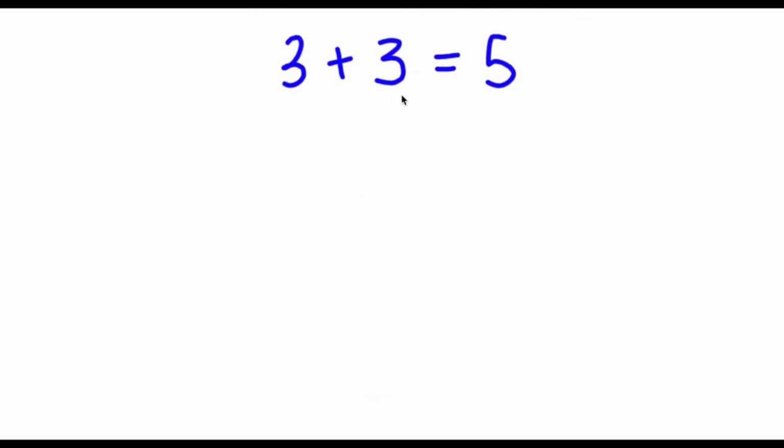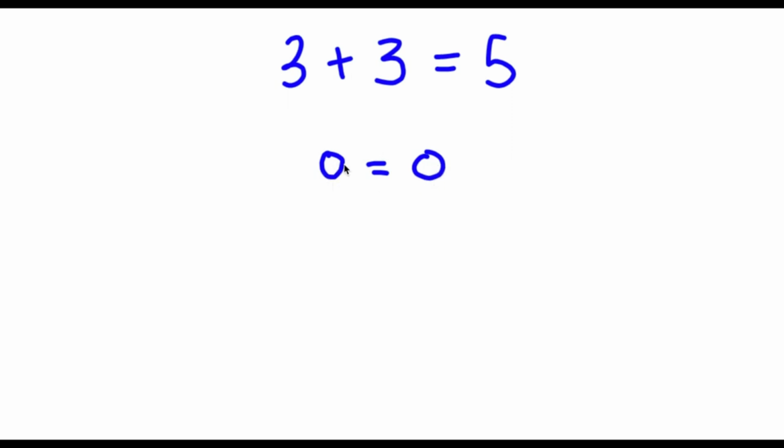All right, so I have 3 plus 3 is equal to 5. So we want to prove this statement to be true. So first off, let's say we have 0 equals 0. I'm going to start with this. We have 0 equals 0.